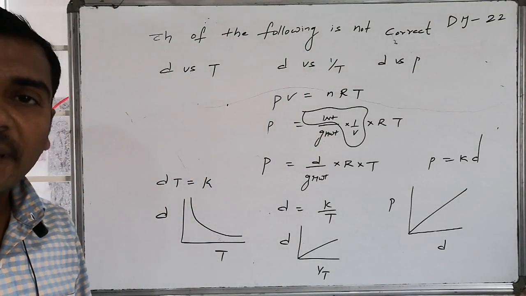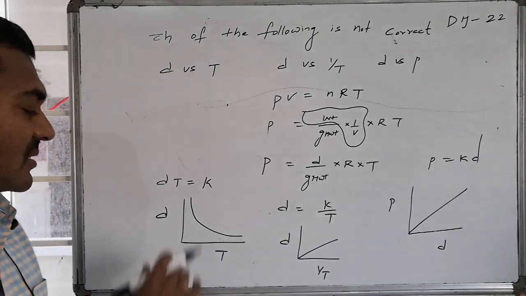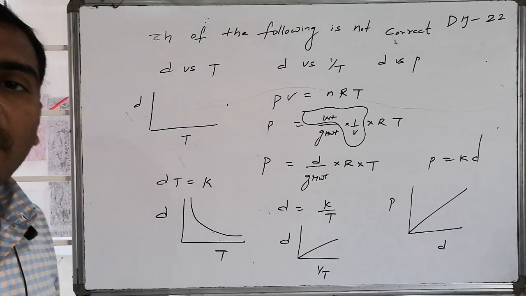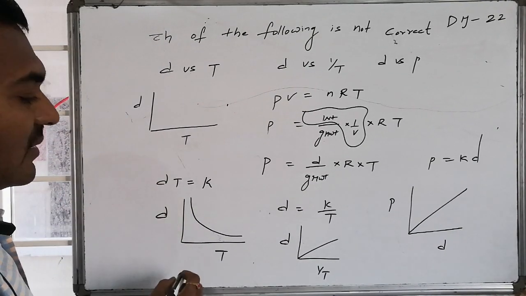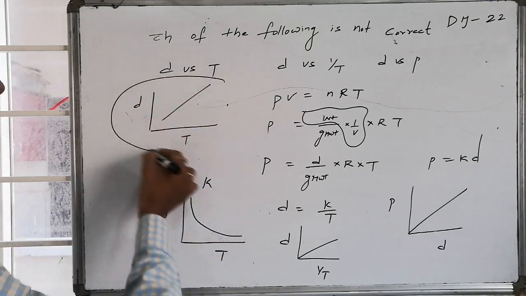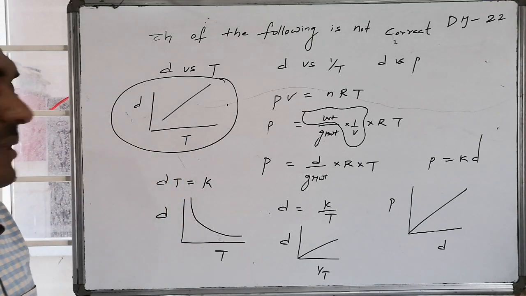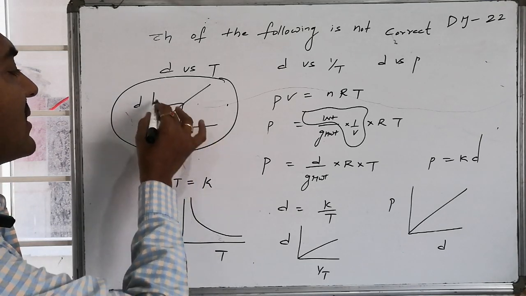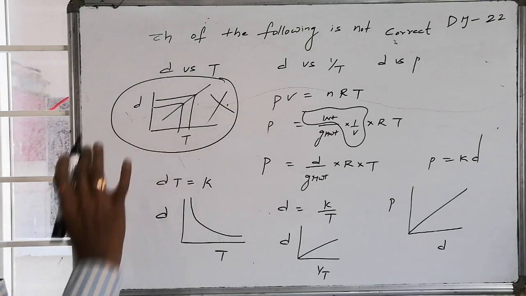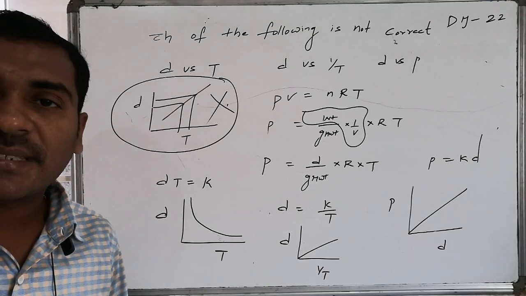But among the graphs, along with these three options, another relation is also present: d versus t as a straight line. This graph is not valid because when temperature increases, volume increases. When volume increases, density should decrease. But here both are increasing. It is not correct. Hence this particular graph is incorrect in relation to density versus temperature.